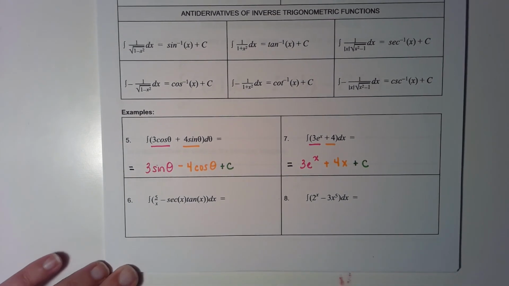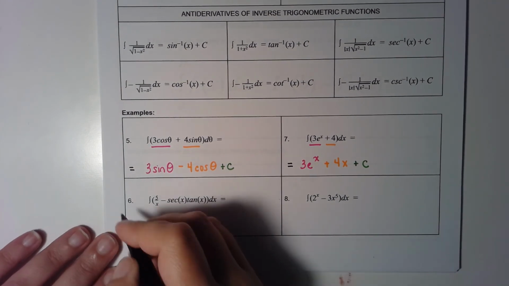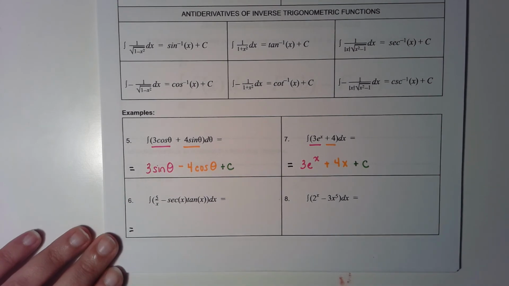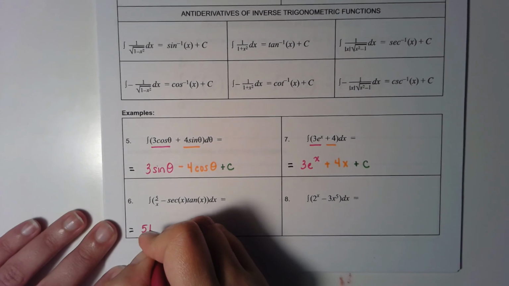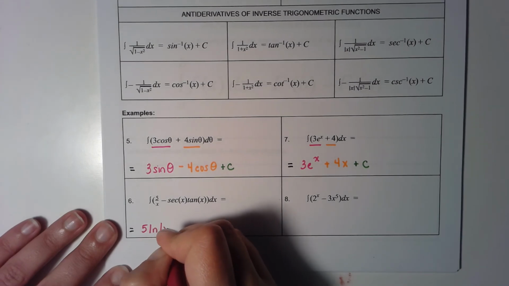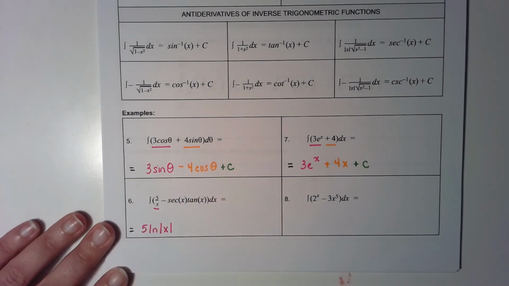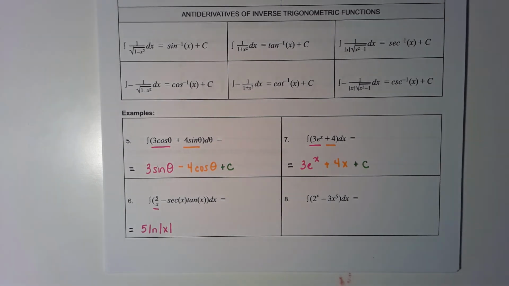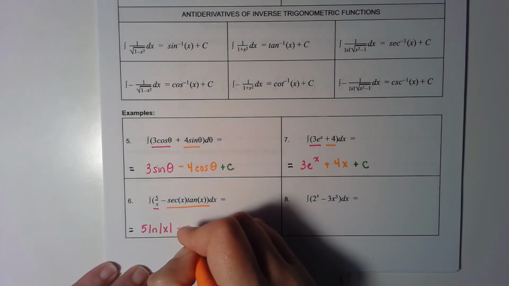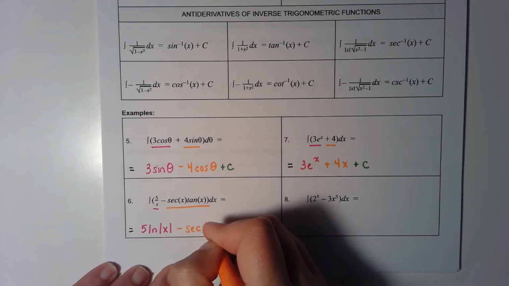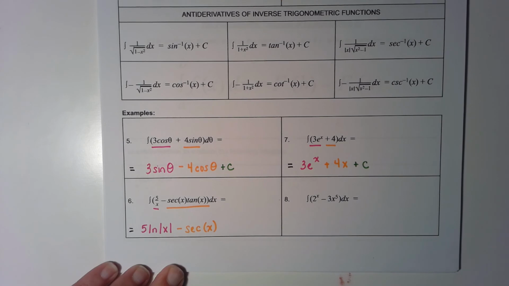For number 6, you can see we have a denominator where there's an x with a power of 1. So in other words, it's the logarithm rule. So we would have 5 times the natural log of the absolute value of x. You always need to use absolute value because, again, of that domain restriction with logarithms. And then the antiderivative of secant tangent would just be secant. So it'd be minus secant of x plus c.